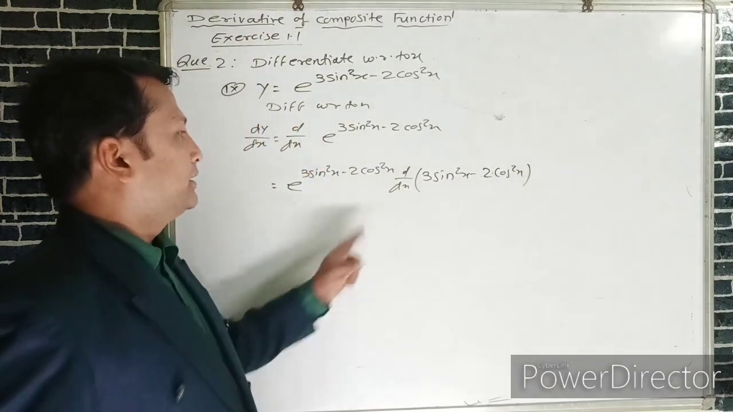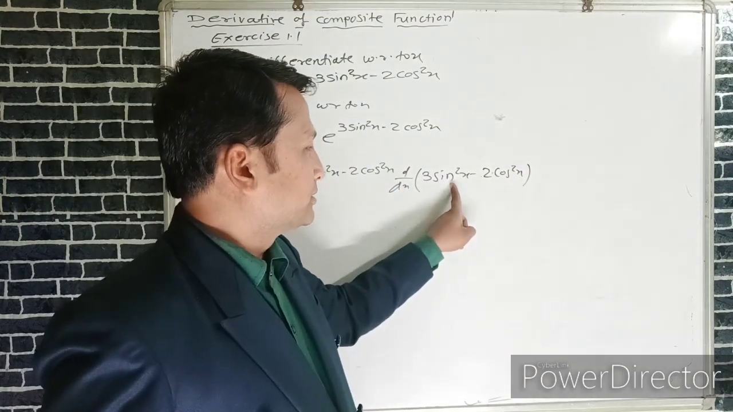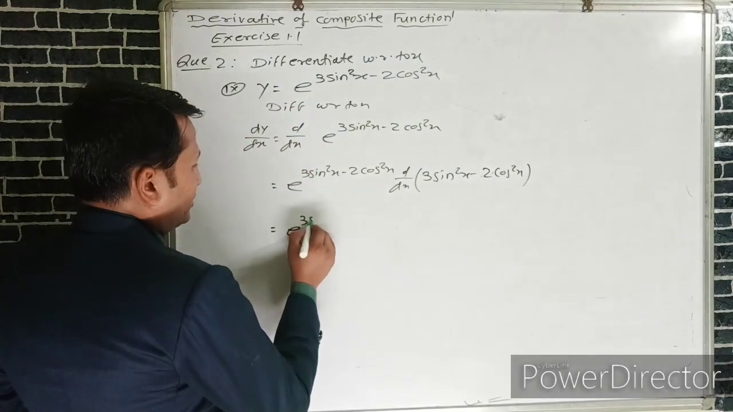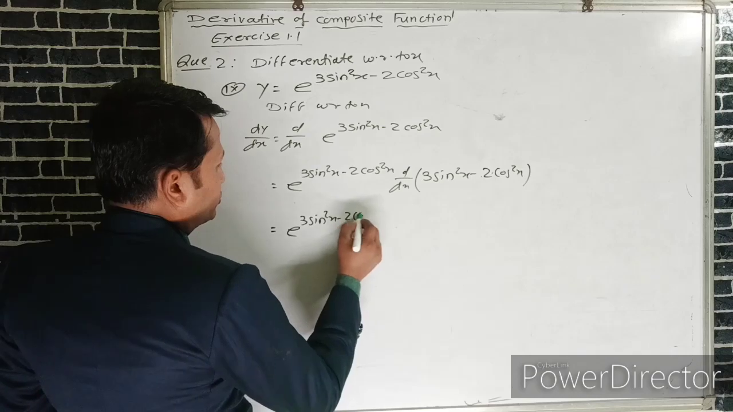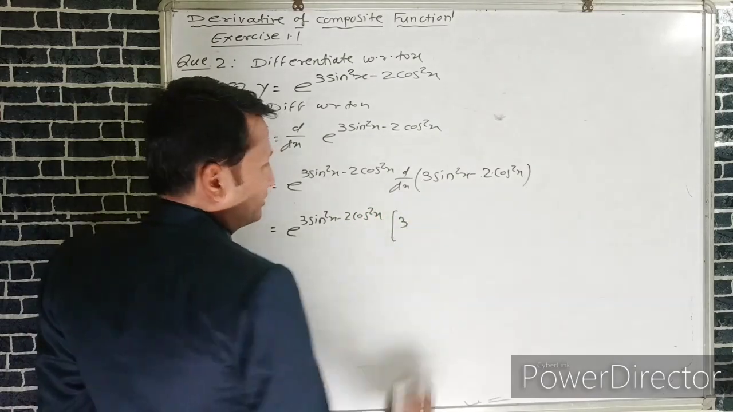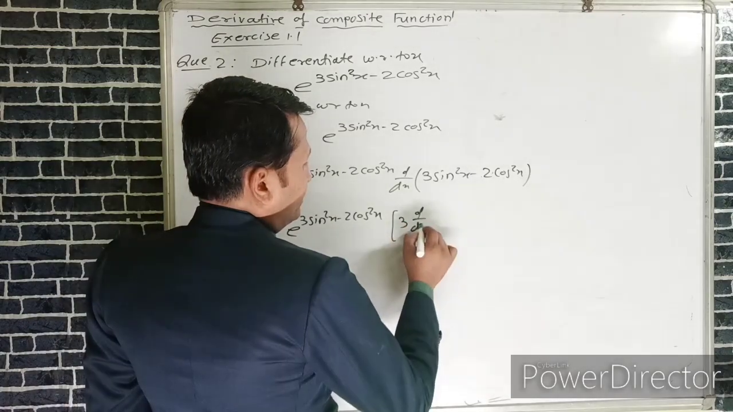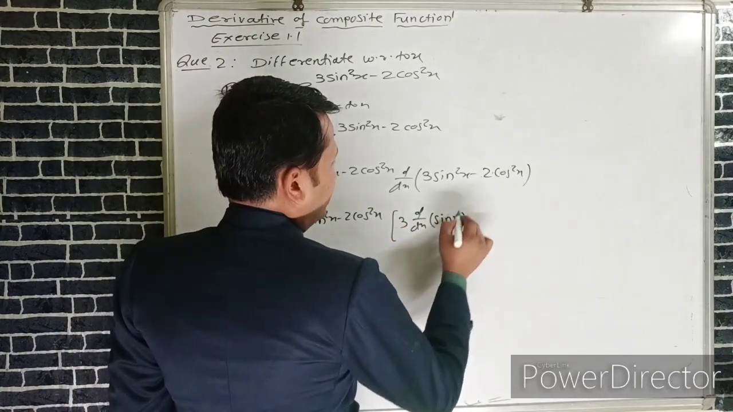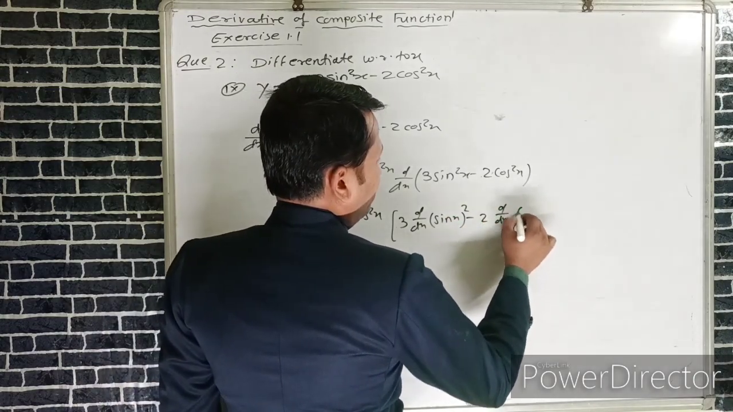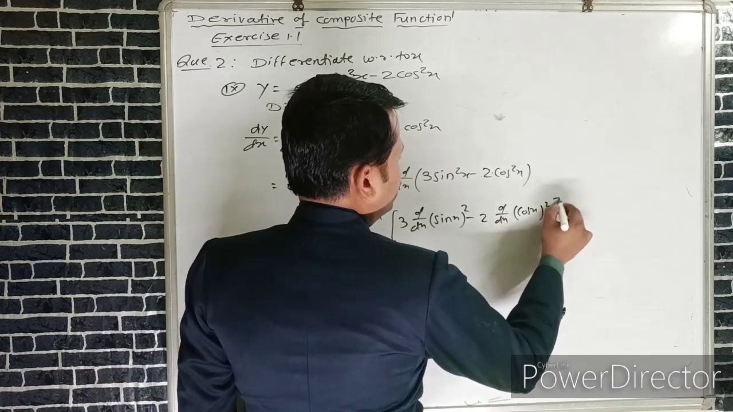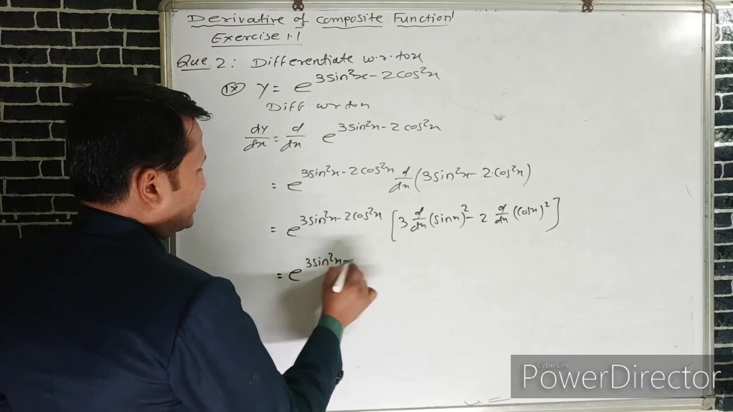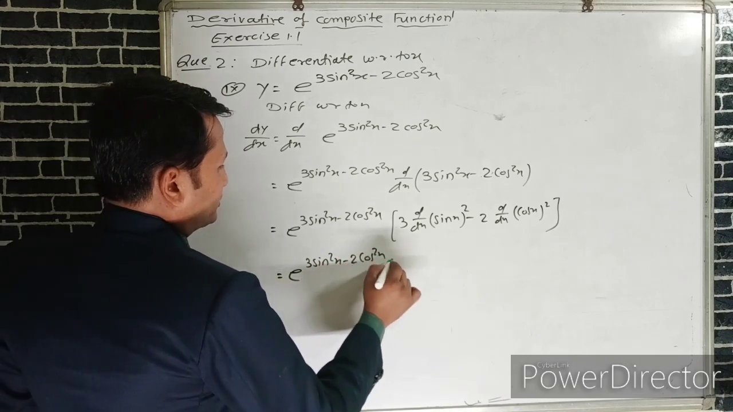We can take a separate derivative of 3 sin square x and minus 2 cos square x. Then we can write e raised to the power 3 sin square x minus 2 cos square x as it is. Again 3 is a constant function. We take a derivative of sin x whole square, minus, again 2 is a constant function. We can take a derivative of cos x whole square. Then e raised to the power 3 sin square x minus 2 cos square x as it is.